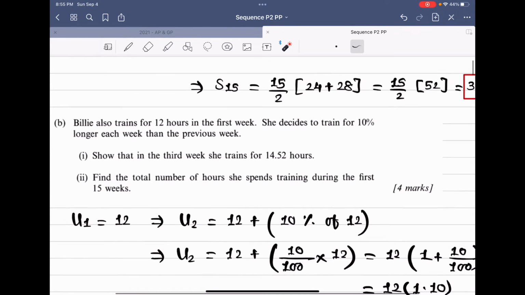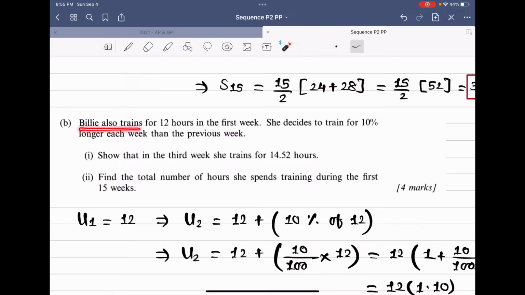Second person, Billy. B part. Billy also trains for 12 hours in the first week. She decides to train for 10% longer each week than the previous week. Now this is 10% more than the previous week. That means first week it's 12. So next week will be 12 definitely plus 10% of 12. So here show that in the third week she trains for 14.52 hours. So they don't want the sum, they want exactly in the third week she trains for 14.52 hours.